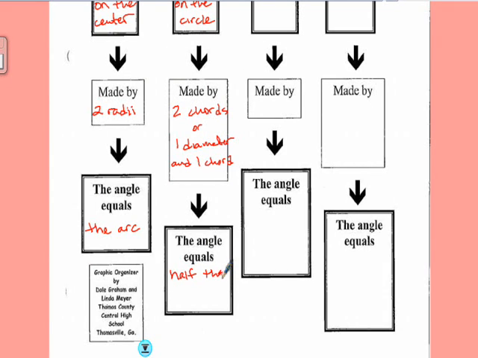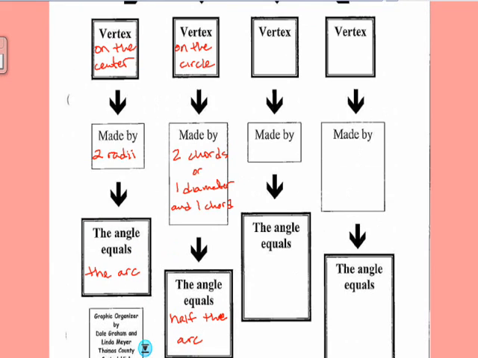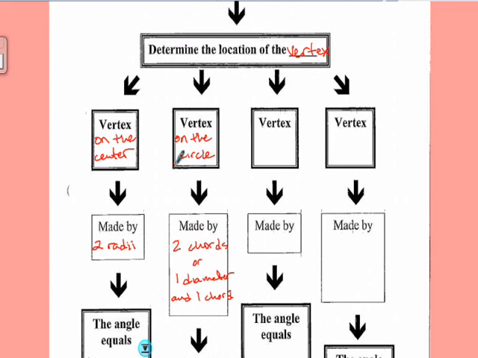Graphic organizers are great study tools, so this is something you definitely want to go back to look at before quizzes and tests. We also, on 8G, learned about if the vertex was inside the circle, but not on the center, remember, not the center. Then it's made up by two chords.